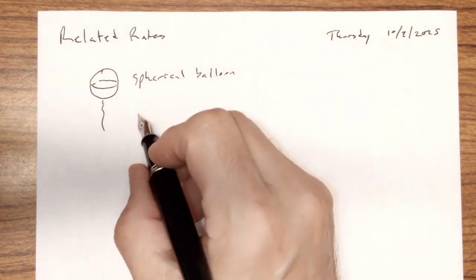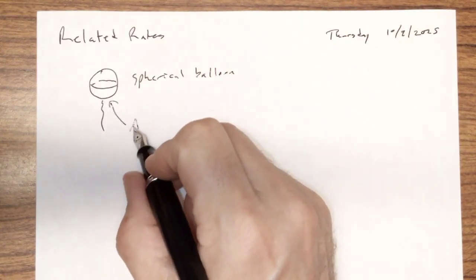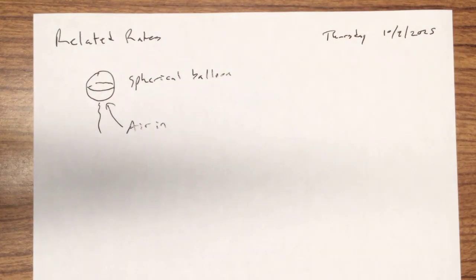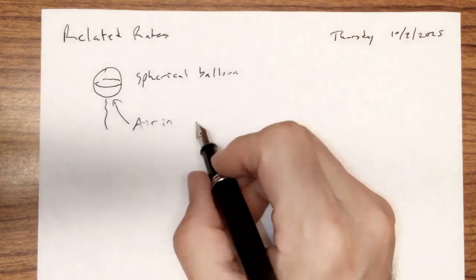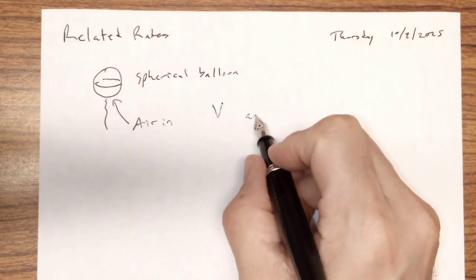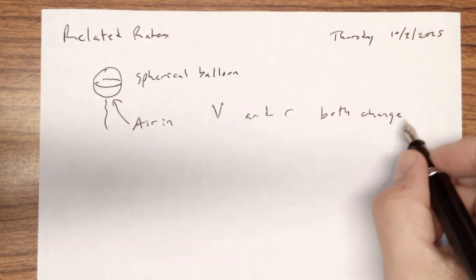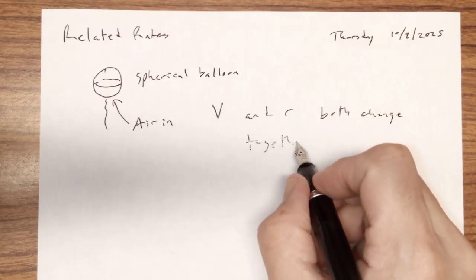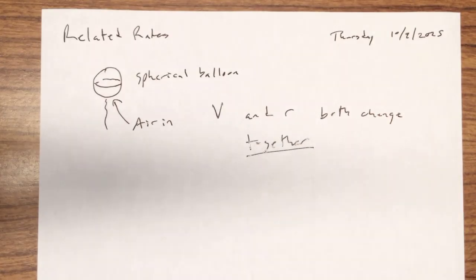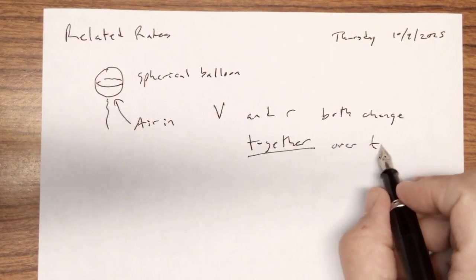Now, as I put air into this balloon, I know that two things will change at the same time. Both the volume and the radius change together. And it's this together that matters. Because as I think of the air going in, I don't want to think about how fast the volume changes per centimeter of increase. I want to think of how fast the volume changes over time.